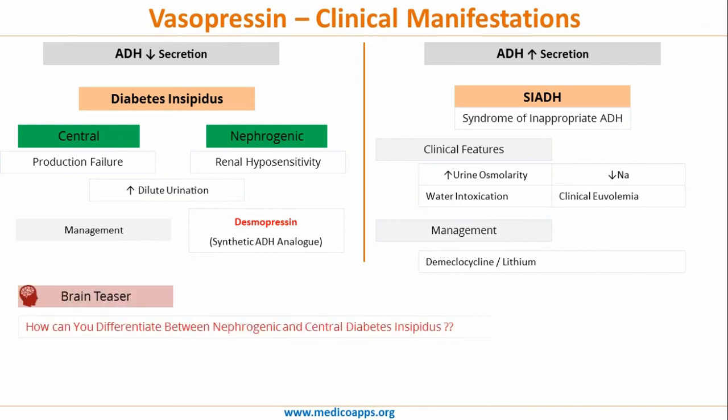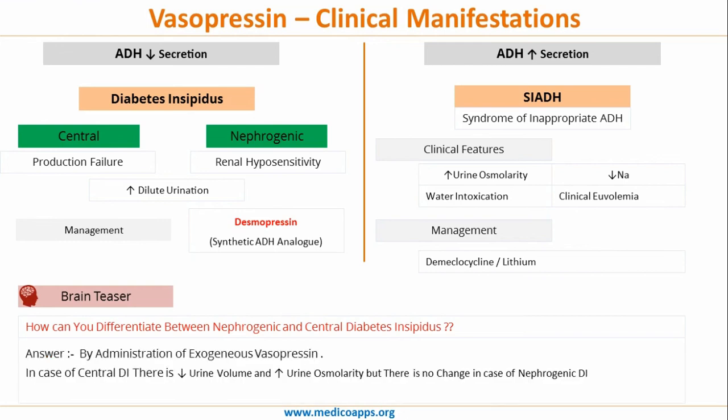Another important brain teaser question at this point would be, how do you differentiate between central and nephrogenic diabetes insipidus? An easy way would be by administration of exogenous vasopressin. In cases of central DI, because we have given exogenous ADH, the defect is corrected, so there would be a decrease in the urine volume and an increase in the osmolarity of urine. But in nephrogenic diabetes insipidus, the problem is at the receptor level, so even after giving external antidiuretic hormone, there will be no such change seen.